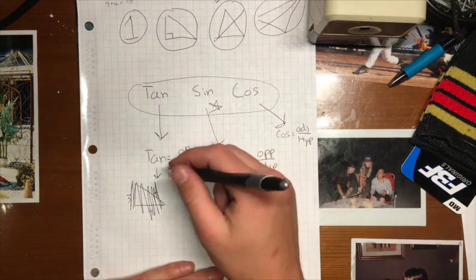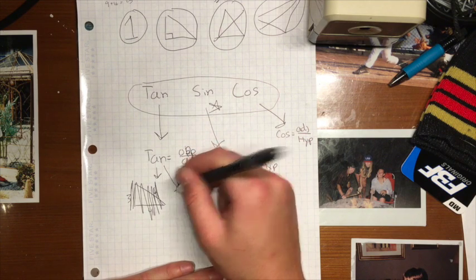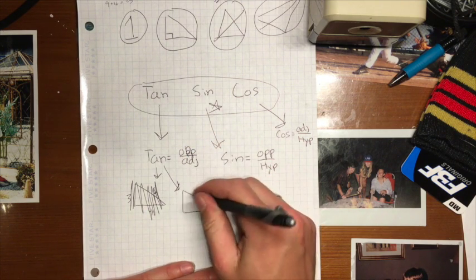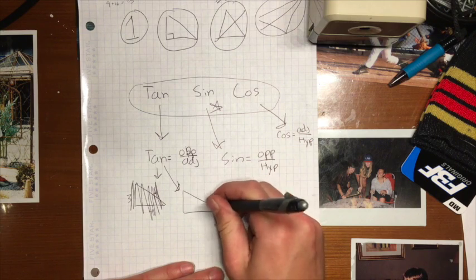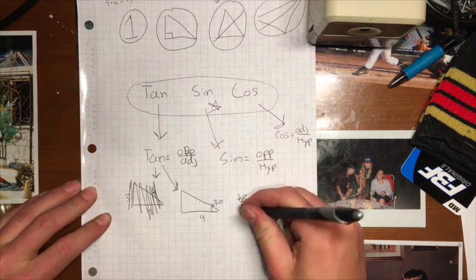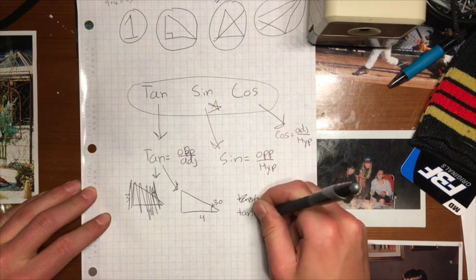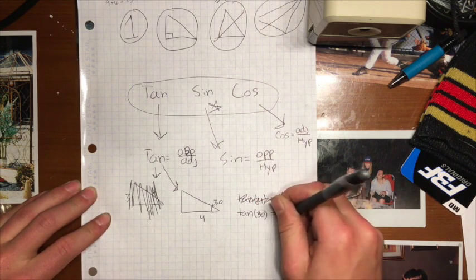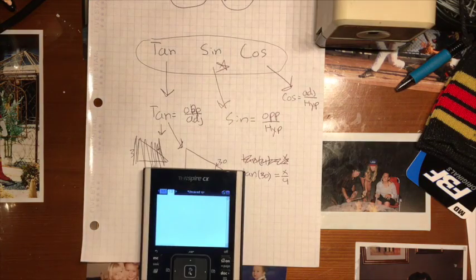Okay, let's keep it simple. Let's say the angle is 30 degrees and the side is 4. Now let's use tan. So tan 30 equals x over 4. Now pull out your calculator and do tan 30. You should get 0.577.